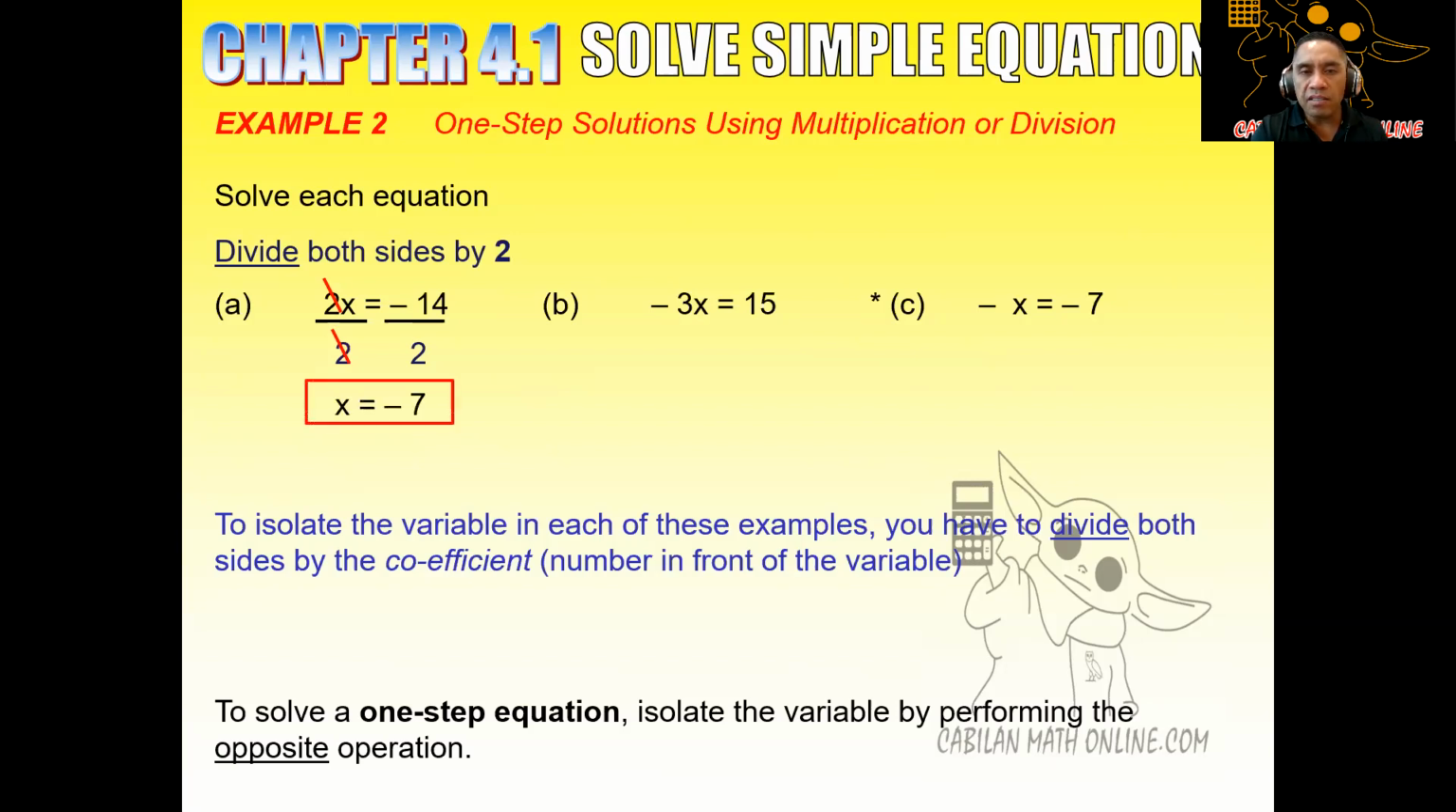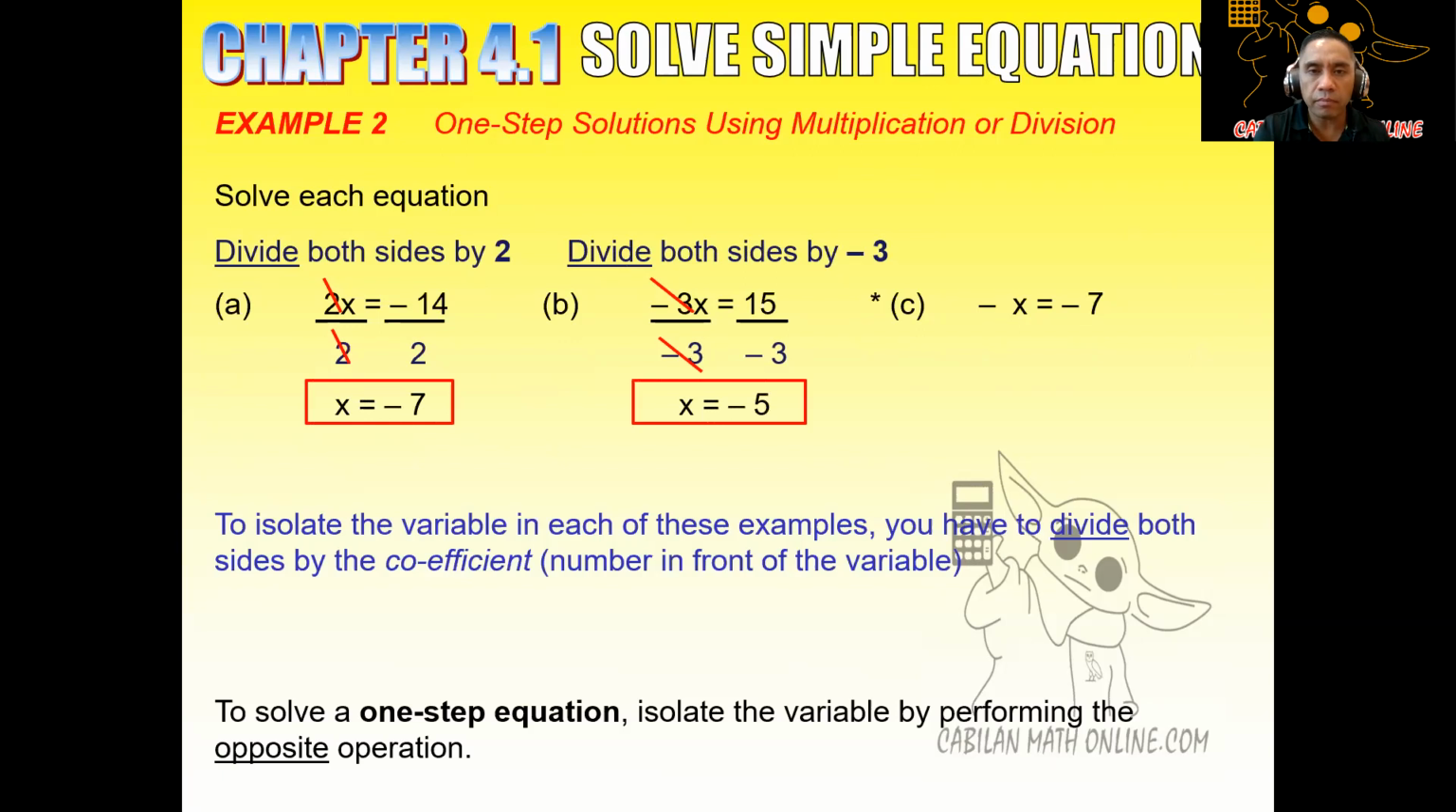Now, for parts B and C, you're going to see that when you're dividing both sides by the number that's attached to the variable, if it's a negative, you also include the negative. So for example, for part B, I'm going to divide both sides here by negative 3. And what that does is cancel out the two negative 3's on the left side, and then 15 divided by negative 3 will give me negative 5.